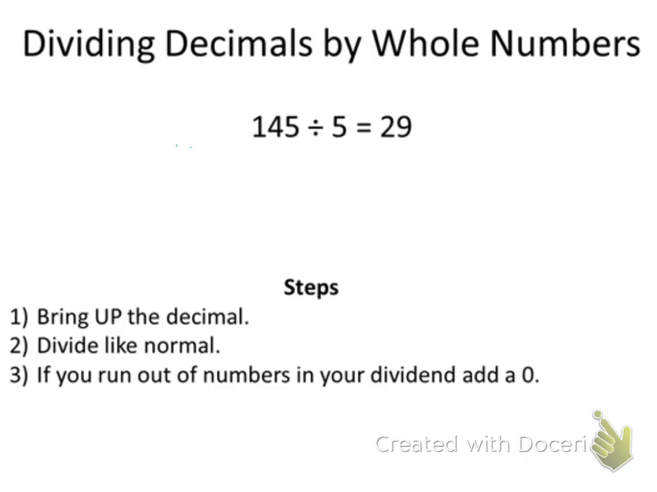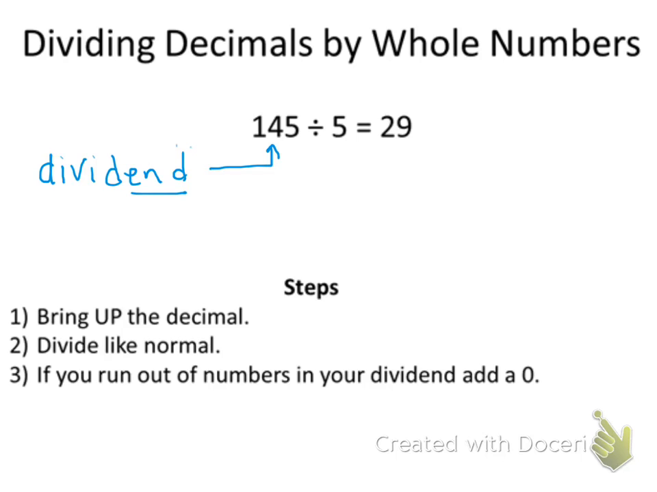145 divided by 5 is equal to 29. We're going to name each part of this problem. 145 is the number that is being divided. This is called our dividend. I remember it's the dividend because this is the number that's ending. We're dividing that number into 5 equal parts, so we're not going to have 145 at the end.